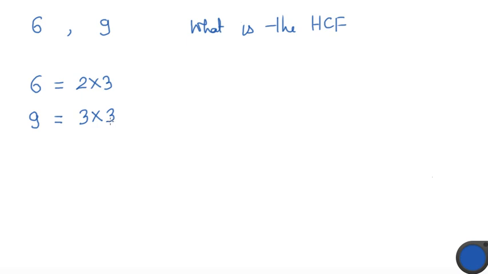Now what is highest common factor? First look at common factors. C is for common, F is for factor. What are the common factors between these two? 3 is a common factor, right? And in this case, 3 is the highest common factor. There is nothing else. This factor is present in 6 and the same factor is present in 9. Both are multiples of 3. So the highest common factor of 6 and 9 is 3.